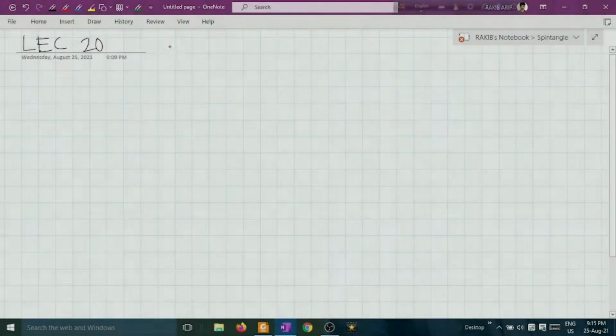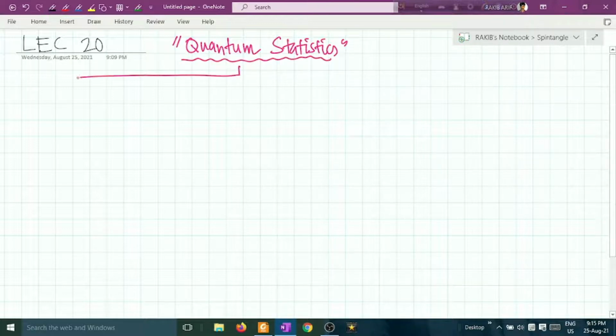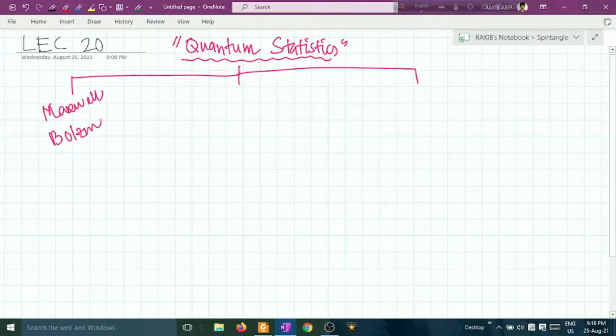Today we are starting a very new topic, quantum statistics. Statistical mechanics is mainly distributed in three branches, in which we discuss Maxwell-Boltzmann statistics. This is not quantum statistics, this is only statistics. Only statistics is distributed among three types: Maxwell-Boltzmann statistics, and Bose-Einstein statistics.